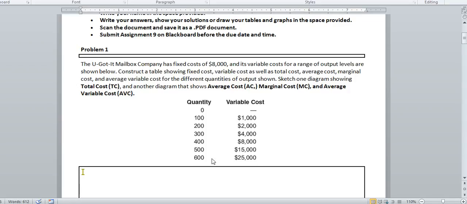Now, the reason you have to do 2 graphs here, or the reason you can't put all 4 curves on the same graph, is because the total cost curve is going to have much higher numbers in terms of cost than the average cost, marginal cost, or average variable cost curve. Okay, so how do we get from what we know here to what we need?